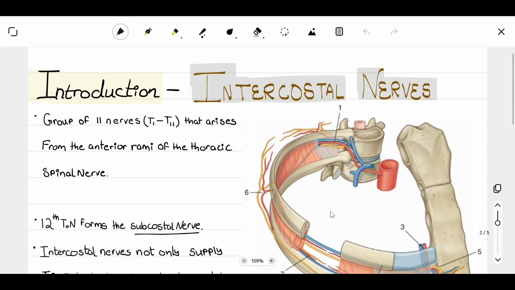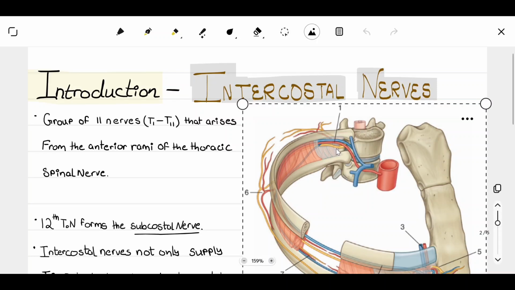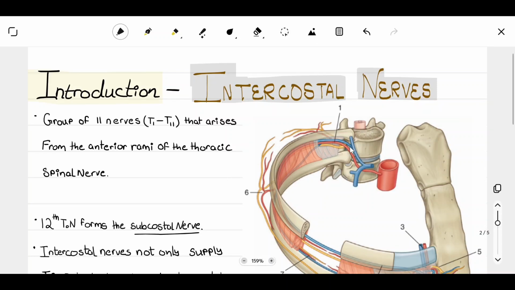I'll give you a short briefing of intercostal nerves, then we will dive into the details. Basically, this is our intercostal nerve, which passes behind the posterior intercostal vessels. These are the posterior intercostal vessels. The intercostal nerve passes behind these vessels and gives a branch to the sympathetic ganglion right before piercing the intercostal membrane. This is our intercostal membrane.